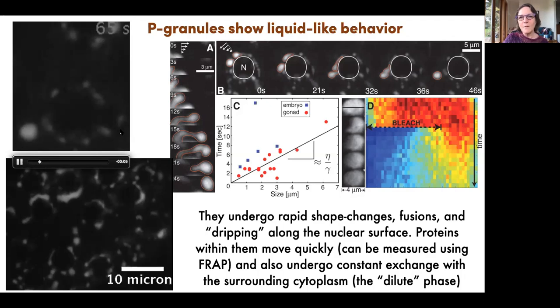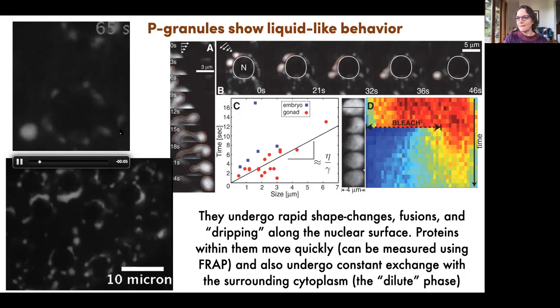But what you can see over time-lapse is that these P granules, if you look closely at them, undergo liquid-like behaviors. They change shape. When they come into contact, they fuse with each other.